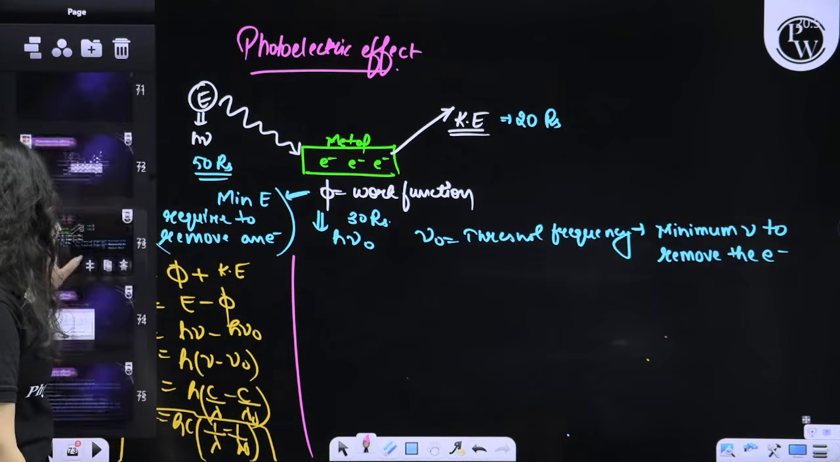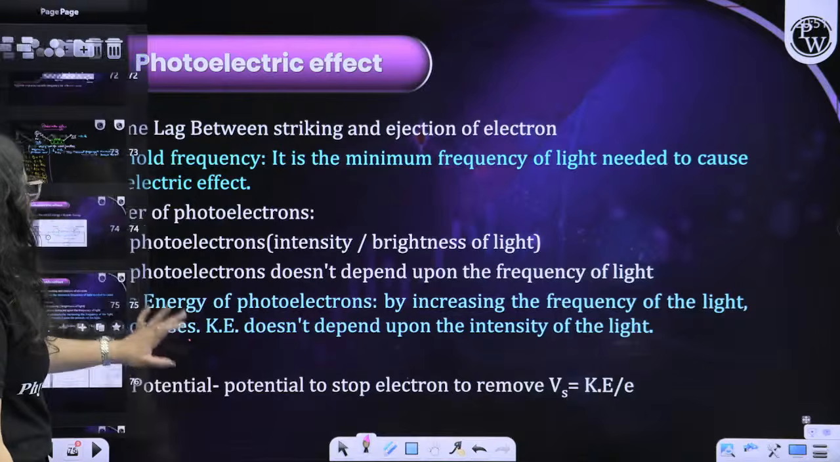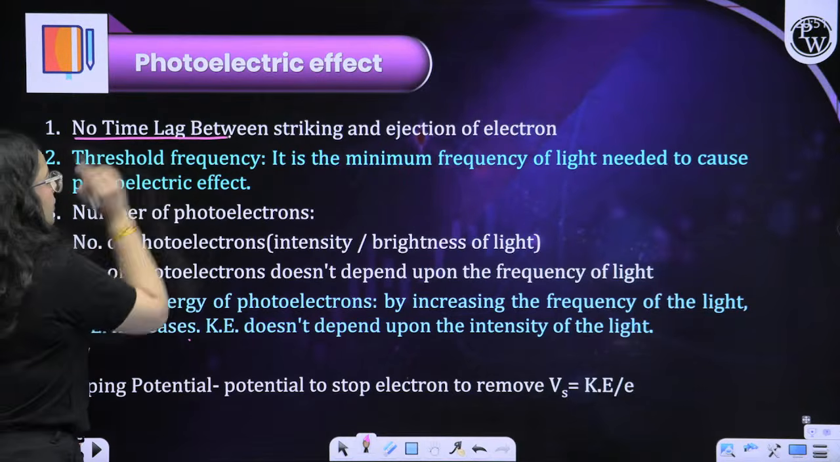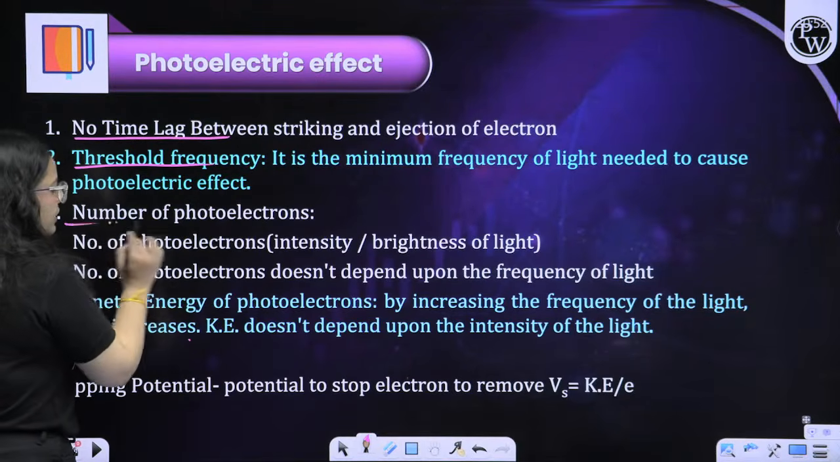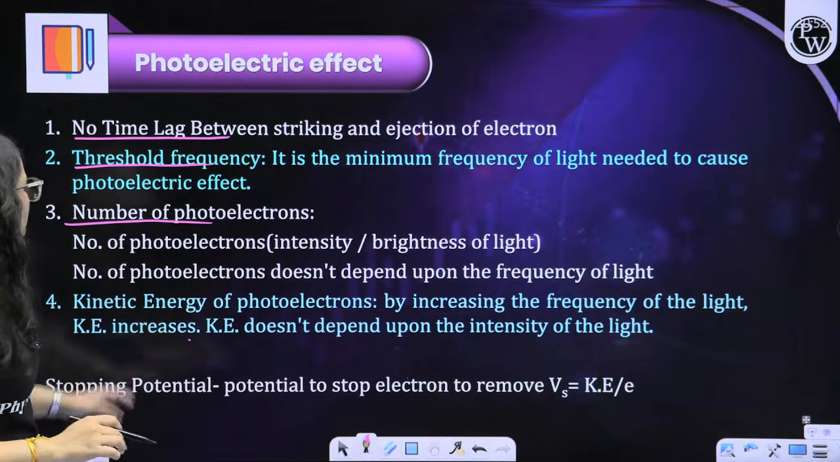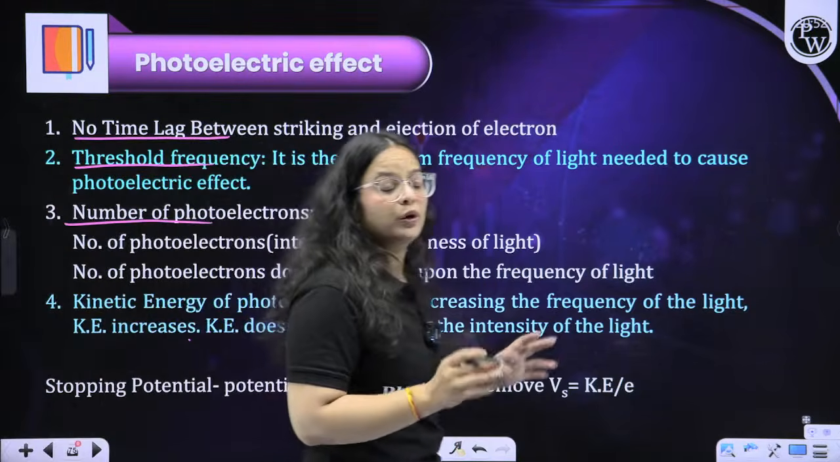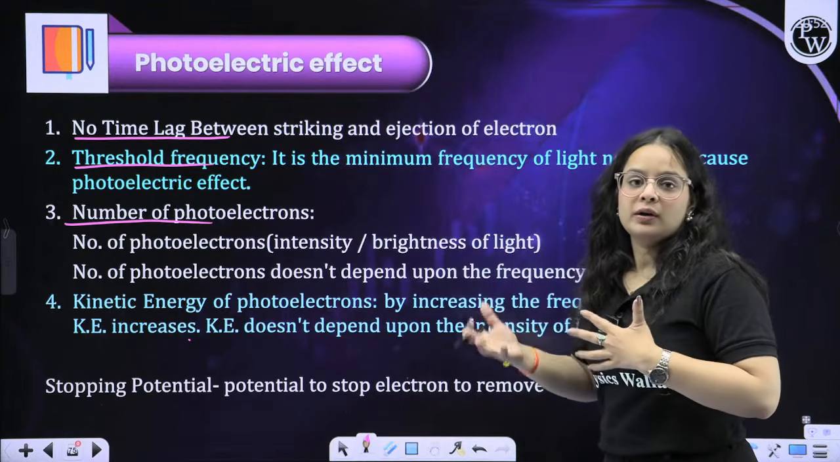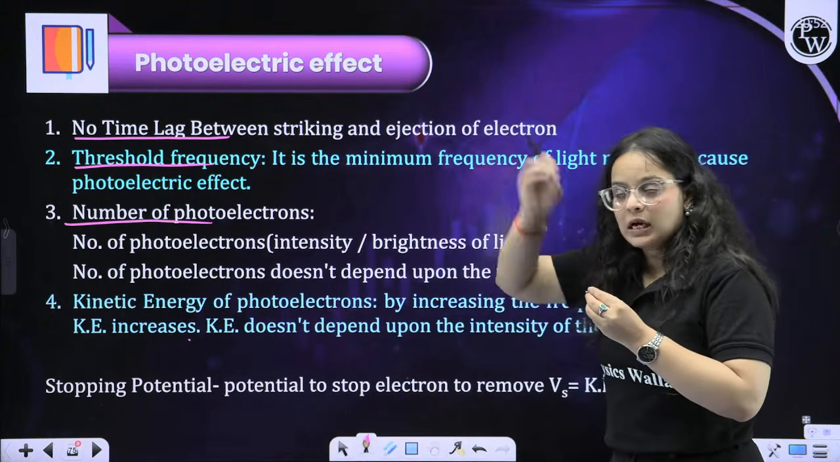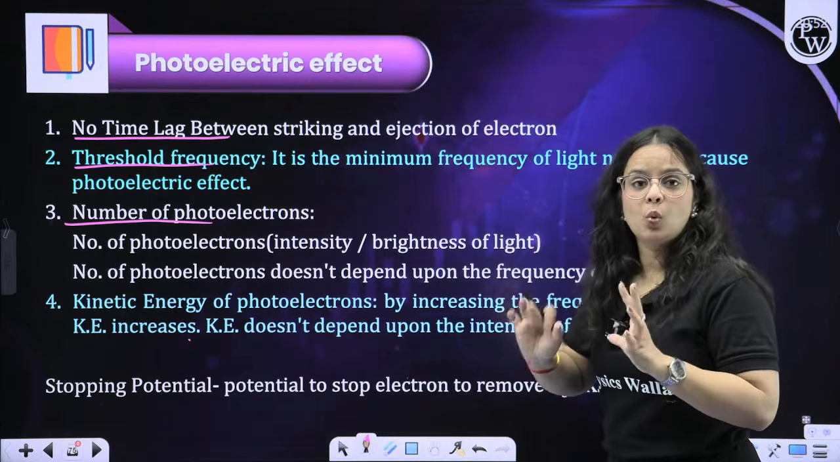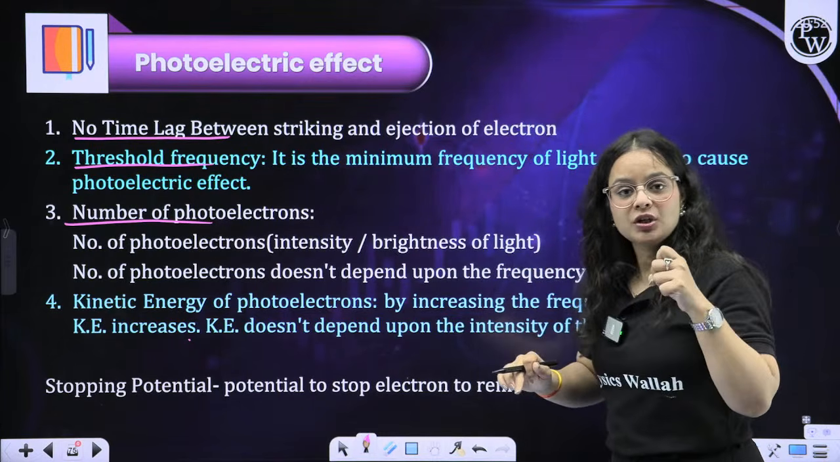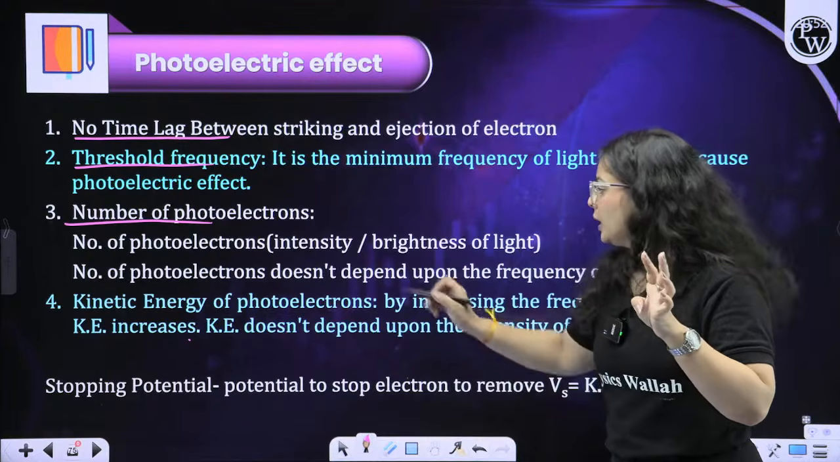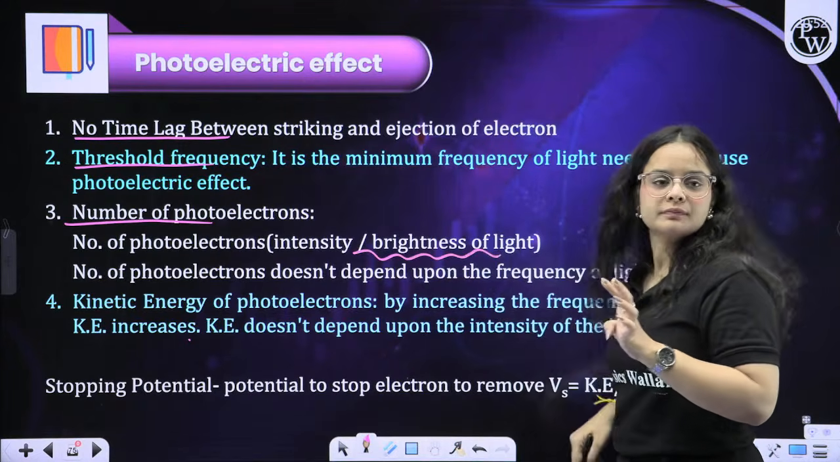So we'll cover certain points of the photoelectric effect now. There is no time lag. Threshold frequency we have already covered. Then moving on to the number of photoelectrons, a very important point. How many photoelectrons will come out? Will it depend on the energy? No. It will depend upon the intensity or brightness of light.